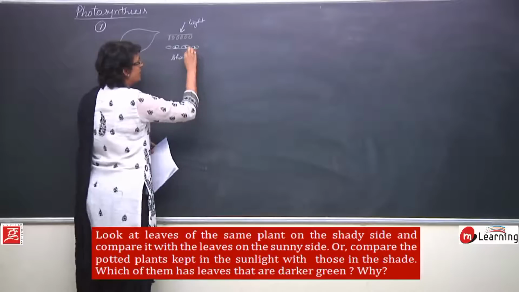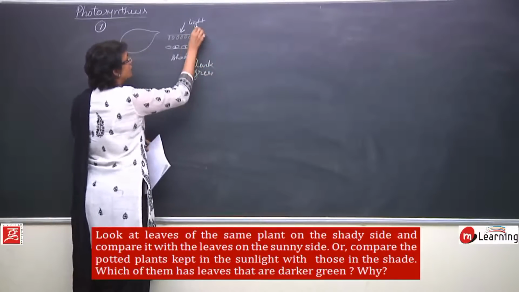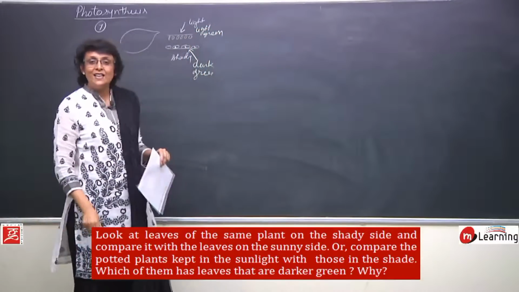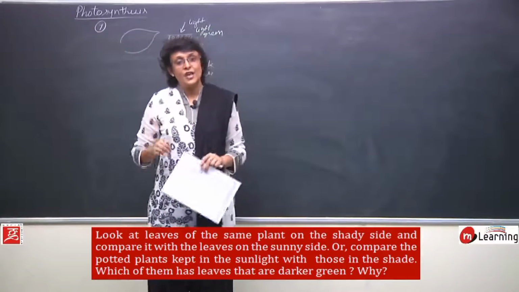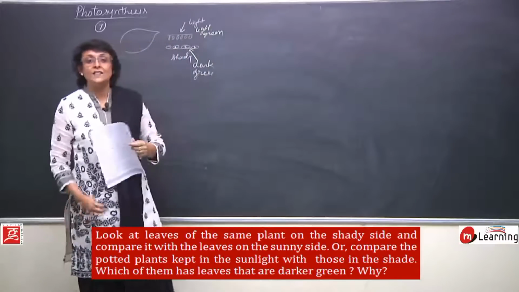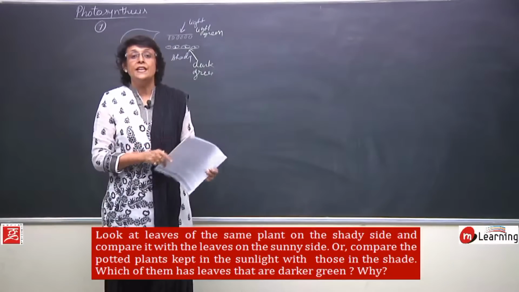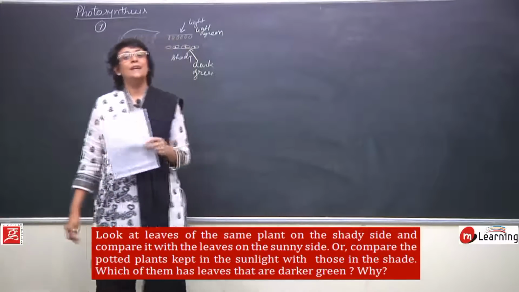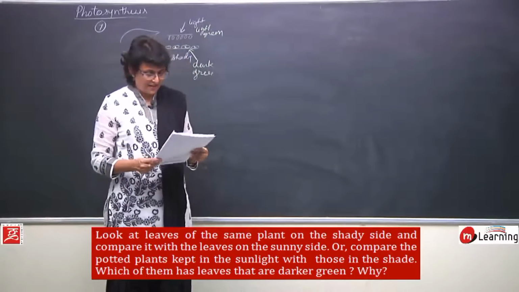So this side will be dark green, and this will be lighter or light green. So the illuminated or exposed side will be light green, and the shady side will be dark green. Reason: the cells of the shady side are receiving less light. To absorb that less light which is available to them, they need more chlorophyll. So they accumulate more and more chlorophyll, because of which they become dark green. So this lower, shady side will be dark green in color.